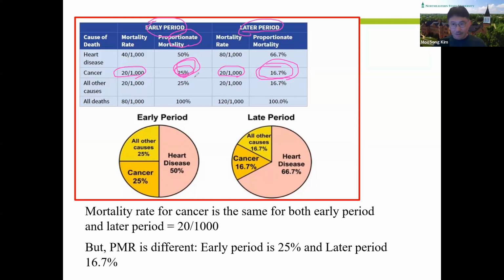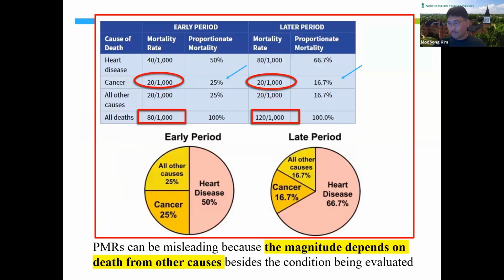Is this answer correct or not? Let's look at the next slide to get the answer, okay? So here we have 25 and 60.7. Why did this make a difference? What made this difference? Did you remember the formula for proportionated mortality rate?